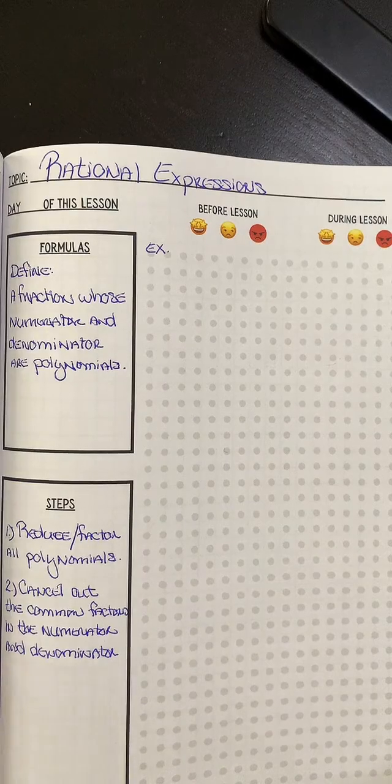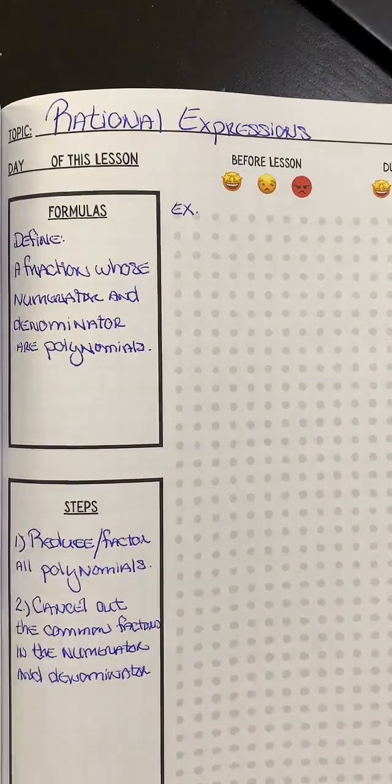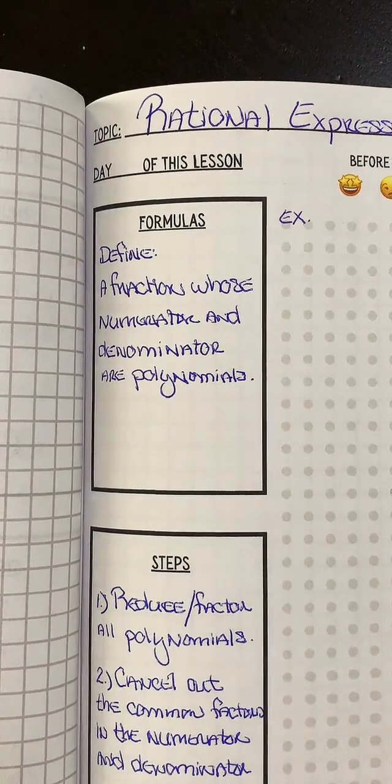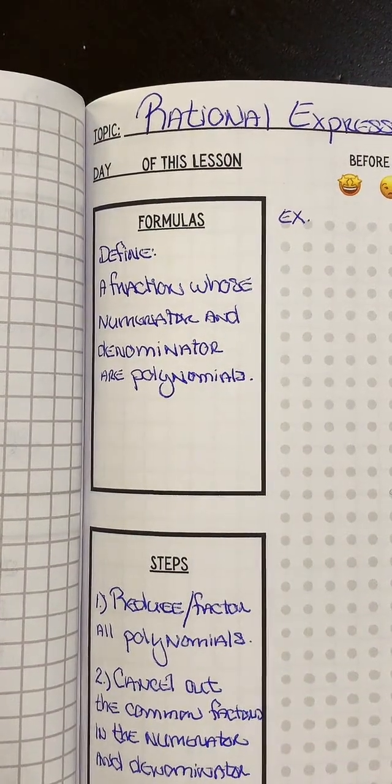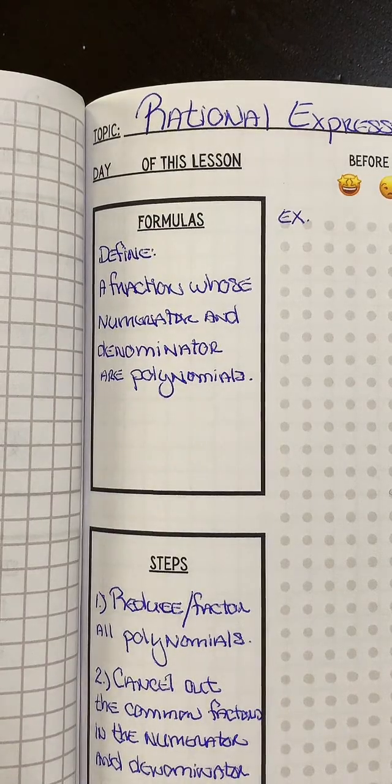And as promised, we are going to be doing rational expressions. So, let me zoom in so you can actually see what is a rational expression. A rational expression is just simply a fraction with the numerator and the denominator. They both have polynomials. So that means we're going to go back to doing some factoring, and we want to see what we can actually simplify or reduce.